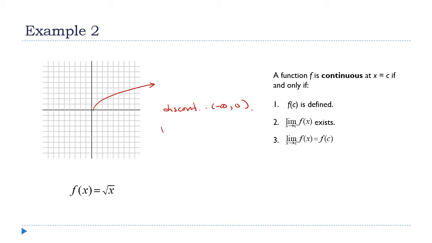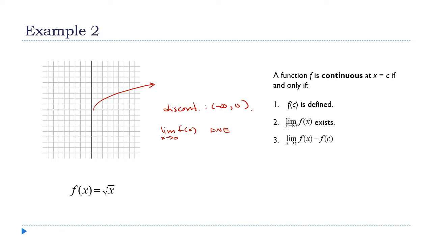The limit of f of x as x approaches 0 does not exist, because the limit from the right exists. The limit from the right is 0. The limit from the left does not exist because the function isn't defined on that side.